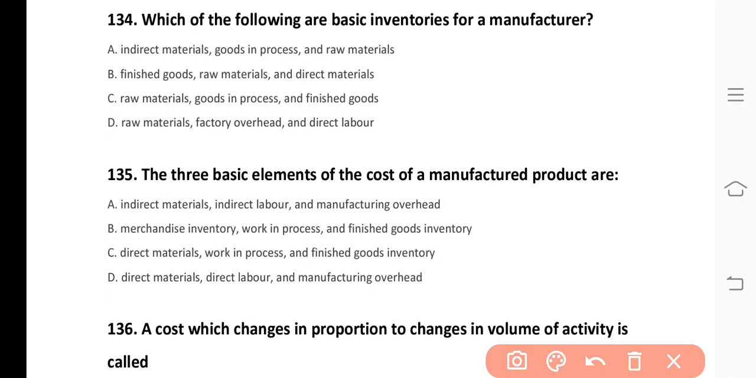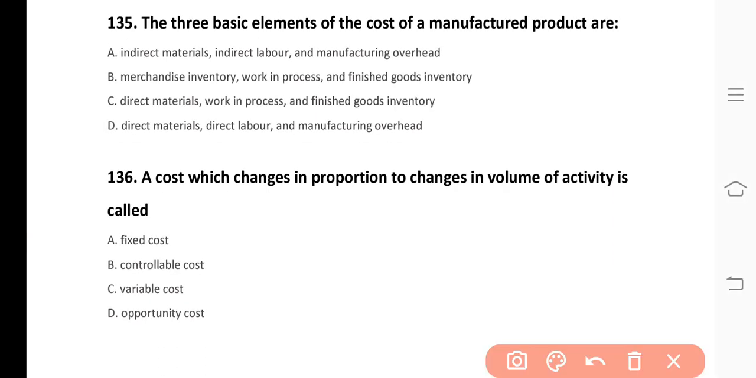MCQ number 134. Which one of the following are basic inventories for a manufacturer? Indirect materials, goods in process and raw materials. Finished goods, raw materials and direct materials. Raw materials, goods in process and finished goods. Option D, raw material, direct factory and direct labor. So for a manufacturer, inventories are raw material, goods in process and finished goods. Option C is correct.